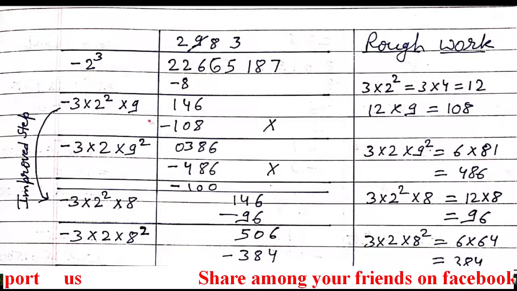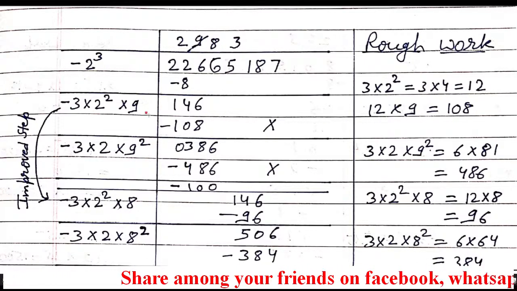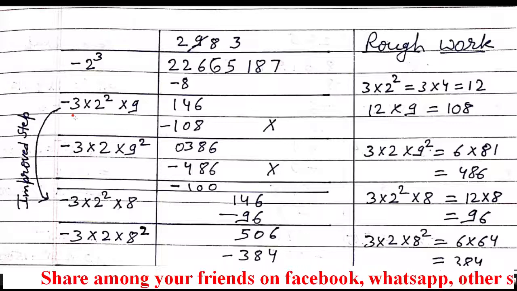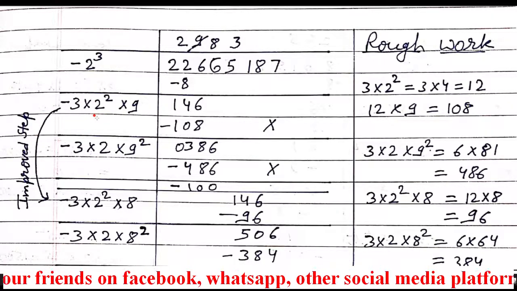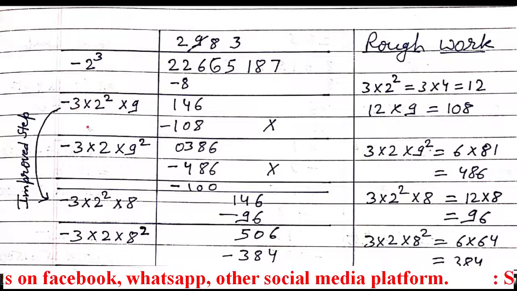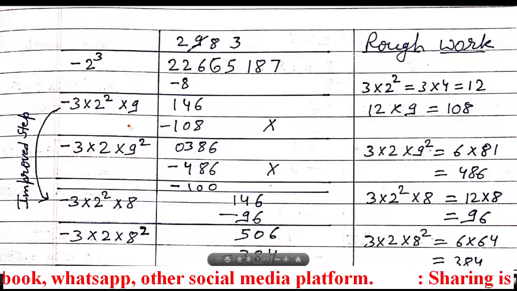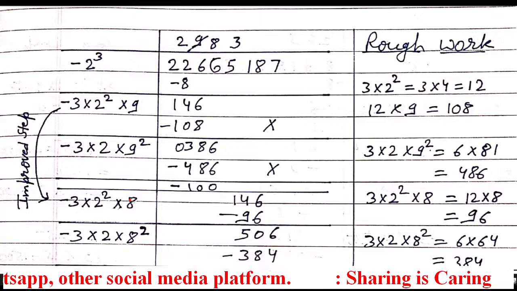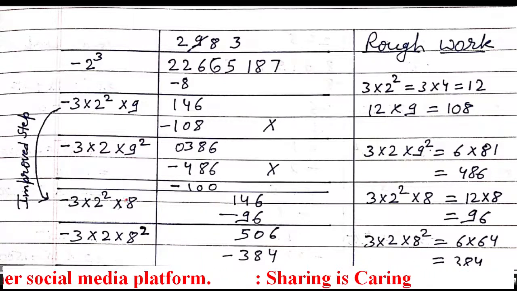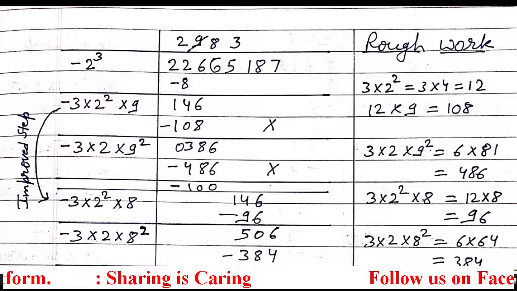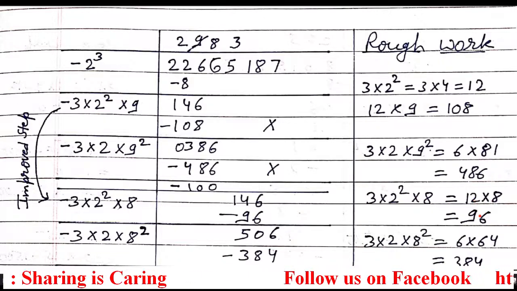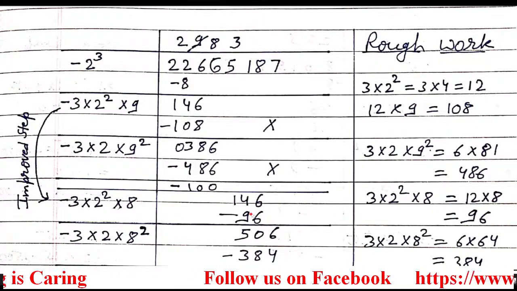So now from this step onwards we have to do it again. Restart it, and here just write down improved step, meaning these two steps we are going to improve. So this 3 into 2 square as it is, and instead of 9, reduce it, so it's going to be 8. Multiply them; in the rough work I multiplied 3 into 2 square into 8. You will get 12 into 8, which is 96. Right here 96.